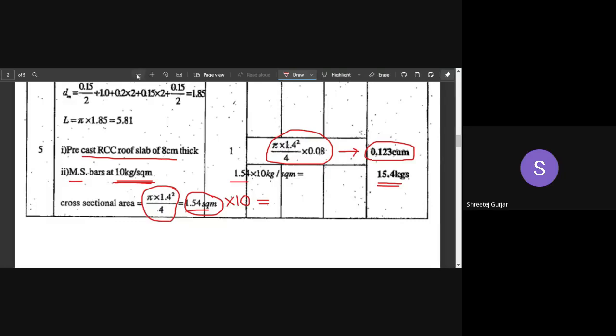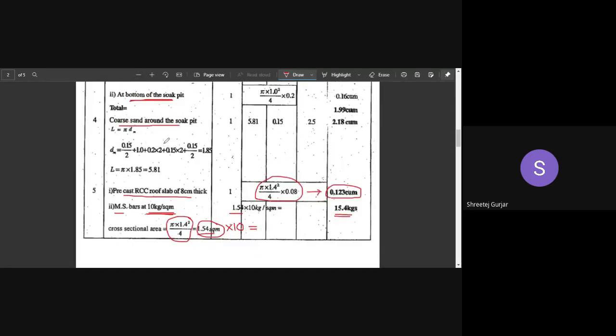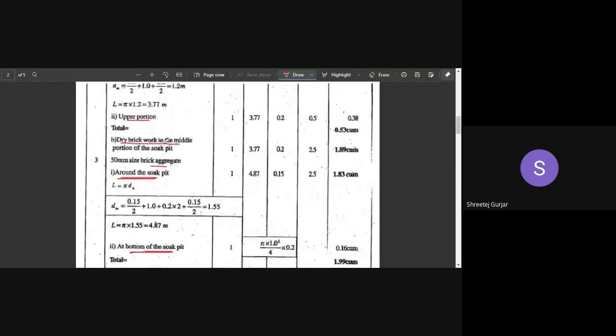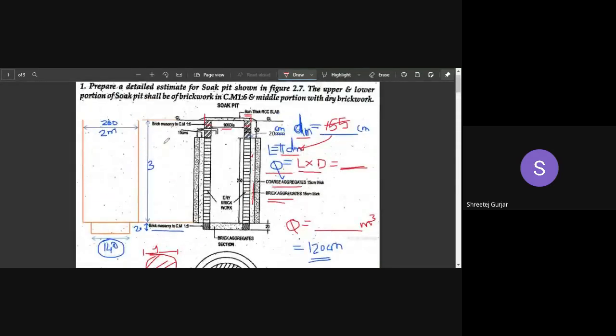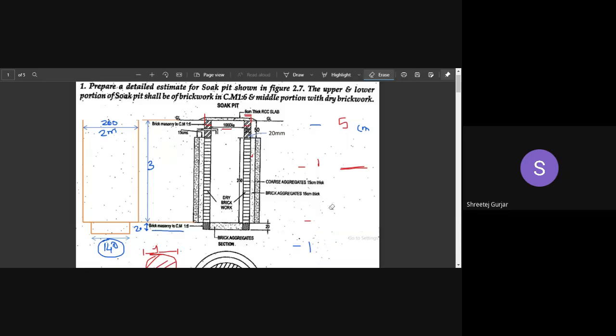With this, the numerical of your soak pit is over. Very easy compared to your other numericals like your septic tank and your manhole. Soak pit calculation is pretty easy. You just have to calculate the mean diameter and then estimate the quantity. If you have any doubts in any of the calculations, please let me know. I will explain once more if you require.